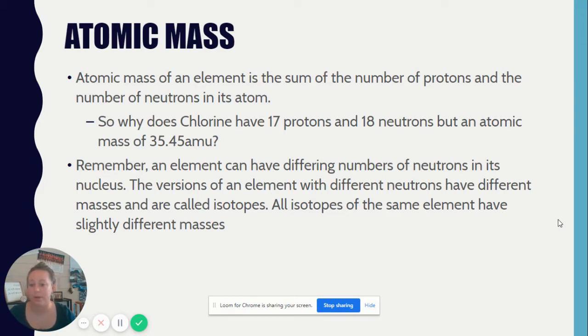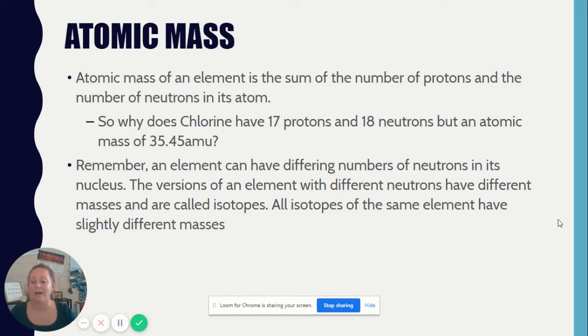So isotopes, remember, have slightly different masses, okay? So if we're taking chlorine as an example, one atom of chlorine might have 17 protons and 18 neutrons. Another atom of chlorine might have 17 protons and 17 neutrons. Those would be considered isotopes. They're still chlorine because they have 17 protons. Again, remembering back to build an atom, the number of protons is what determines what atom you're looking at. So as long as it has 17 protons, it's still chlorine. The difference is the number of neutrons make them slightly different, and they're called isotopes, okay?